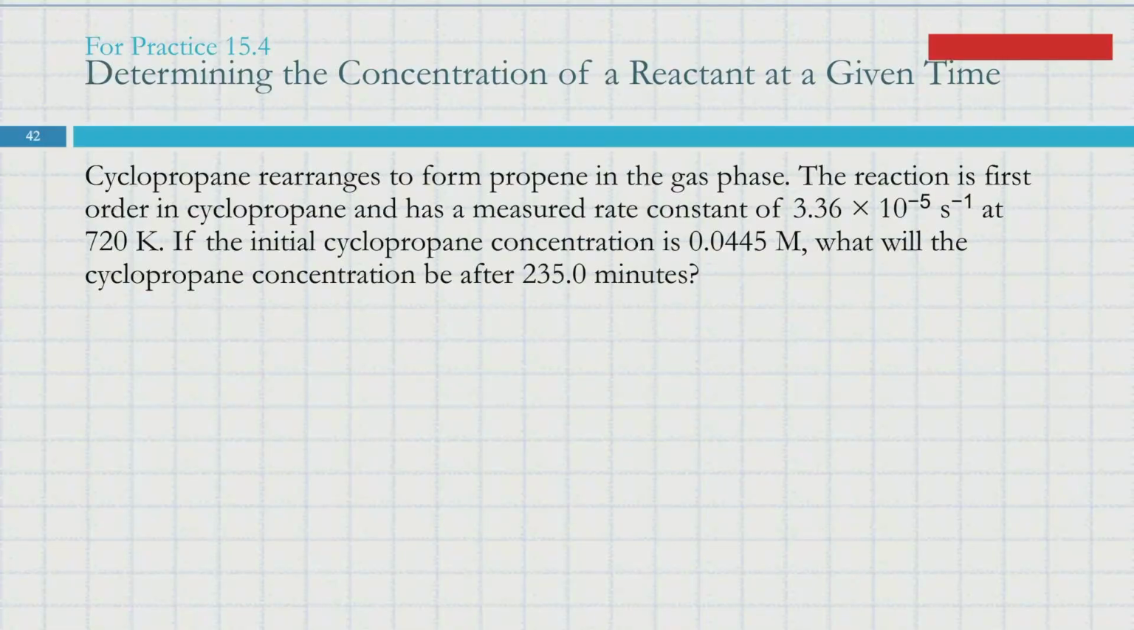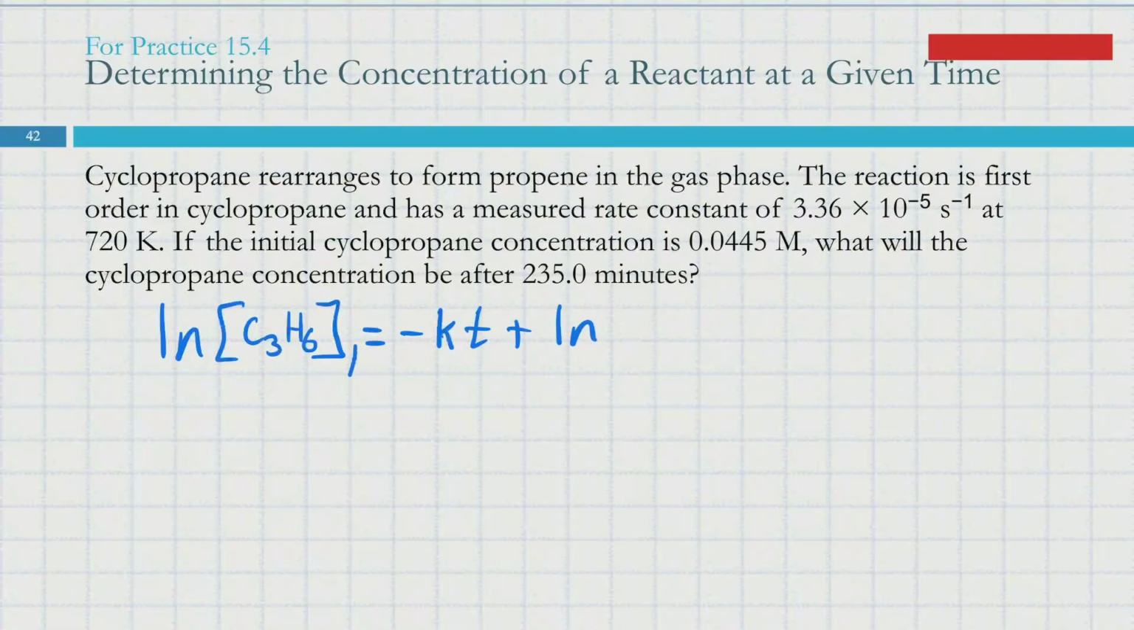So the equation that we're going to use, you can use either of them, but I'm going to use the same one that we were just using. So that's this: natural log of the concentration of whatever our thing is, cyclopropane, again, if I'm not crazy, C3H6, equals negative kt plus natural log, forgot a t label for that first concentration, natural log of this C3H6.